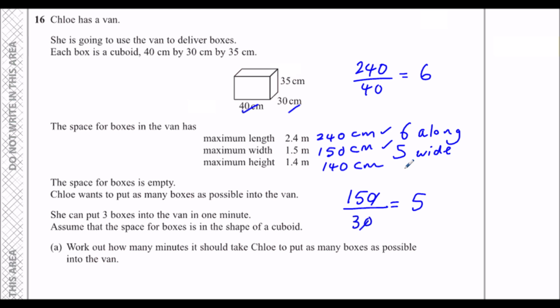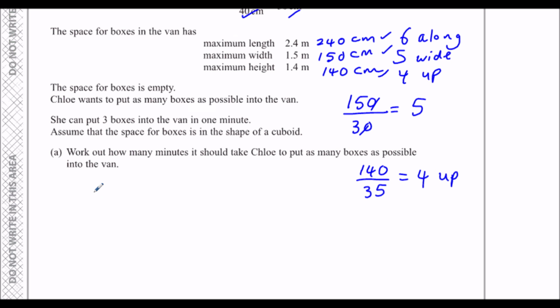How many 35s go into 140 finally? 140 over 35, can type these in the calculator. 140 divide 35, and that's 4 up. So 4 up. So if we've got 6 along, 5 wide, 4 up, that means we've got 6 times 5 times 4 boxes. So 6 times 5 times 4, 120 boxes. So there's no space at all in the van.